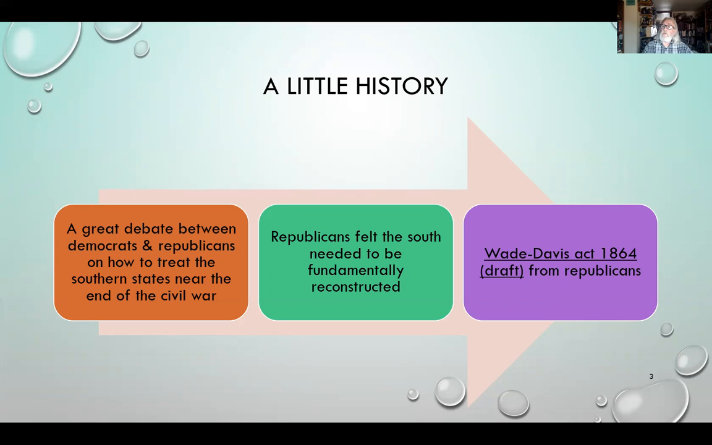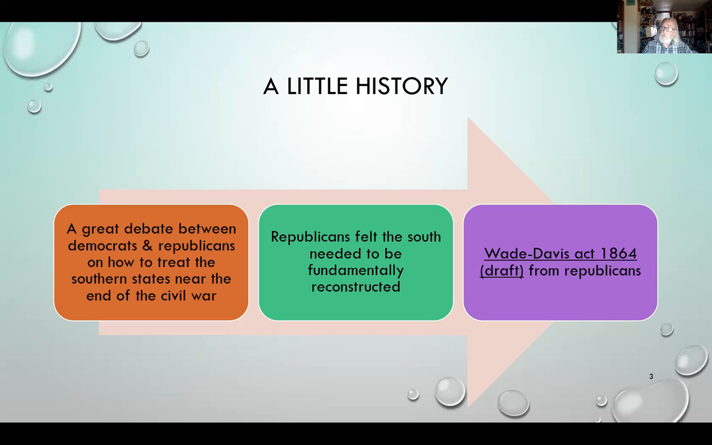What a pocket veto is, there's a time limit before Congress adjourns. If a bill is sent to the president, they can veto it or sign it. If they decide not to do either, it's what's called a pocket veto. The president hasn't signed it. The time limit expired, Congress adjourned, it therefore acted as a de facto veto, and it's called a pocket veto.